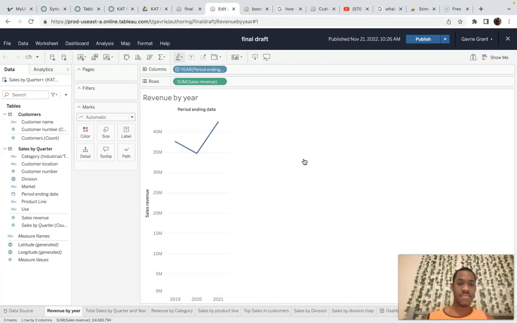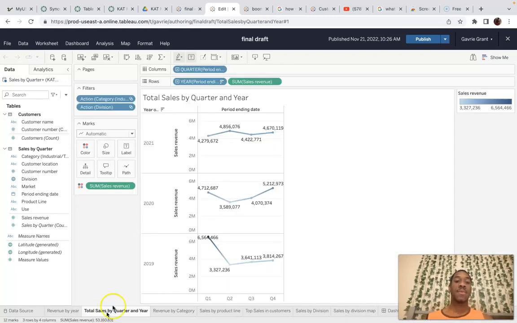So basically, I'll explain the graph. This graph is showing the revenues by the year. If we highlight it, we'll see the changes in revenue each year. Next graph was total sales by quarter and year. We can see the different sales we had in each quarter for the year, and we can see that the higher the sale, the more money, the darker it is.